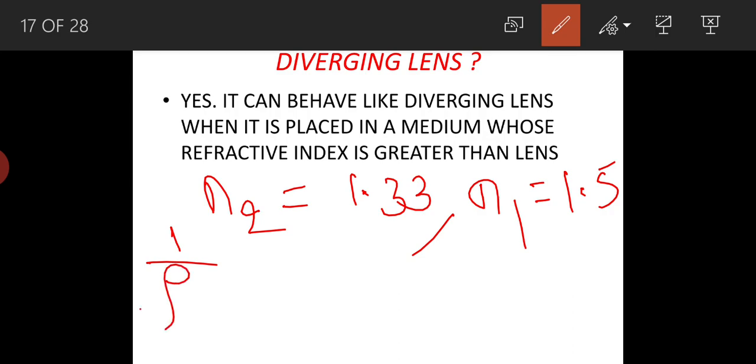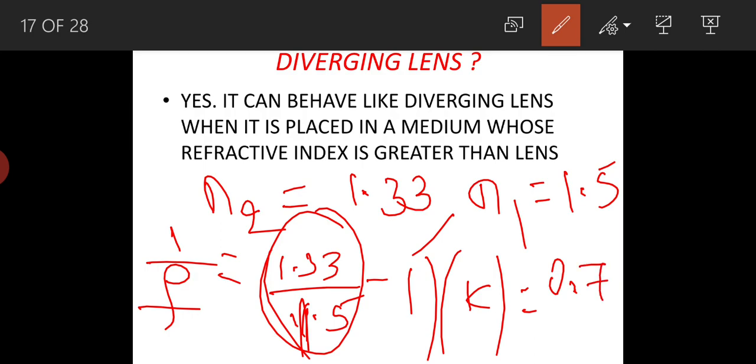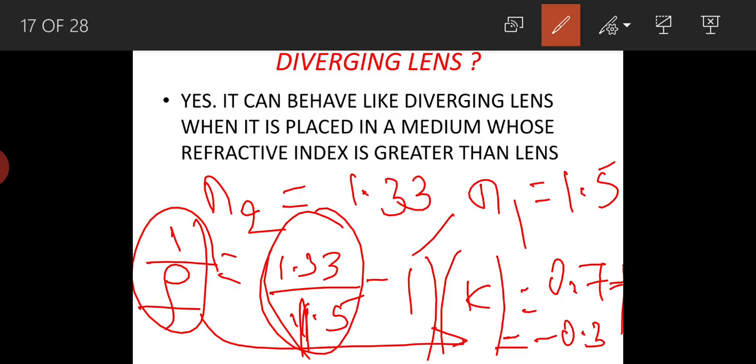Now if you take focal length, 1 by f is equal to (n2 by n1 minus 1) into (1 by r1 plus 1 by r2), say this as constant. Now 1.33 by 1.5 is around 0.7, minus 1. So this is 0.7 minus 1, which is minus 0.3. So focal length is changing into negative. So in this case, this convex lens will behave like a diverging lens.